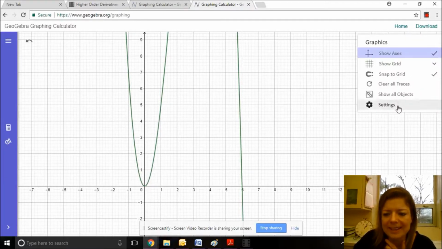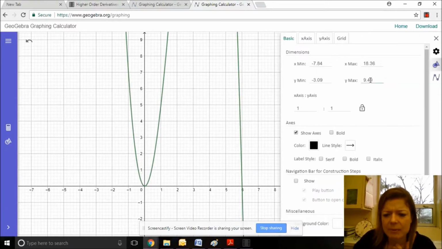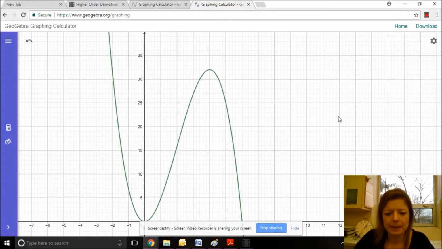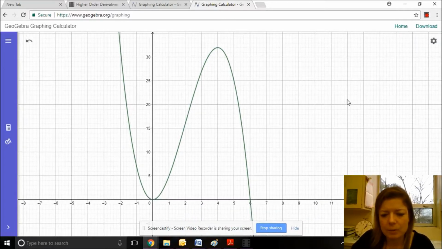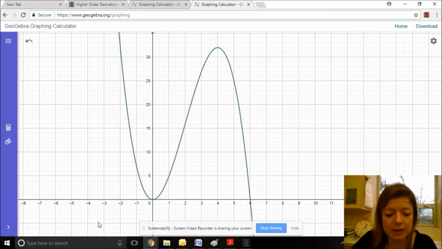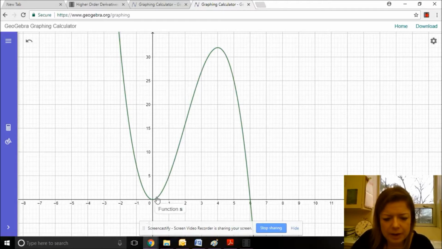So you press this little gear and go to settings, and we want to change our Y max to a lot higher, maybe 40. Okay, that gives us a better view. So think about it. It asked when velocity is positive, so when it's moving in a positive direction. That's anytime the slope of this tangent is positive. So you can see the slope of the tangent is positive between 0 and 4 seconds. That's when the function is increasing, okay?